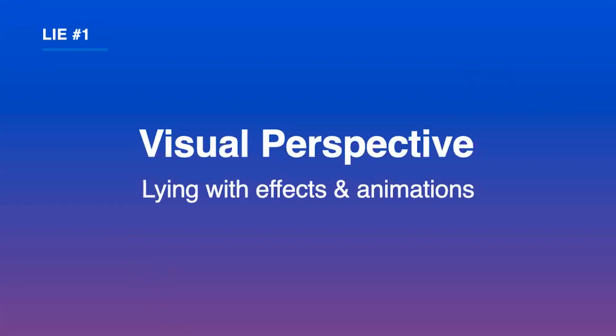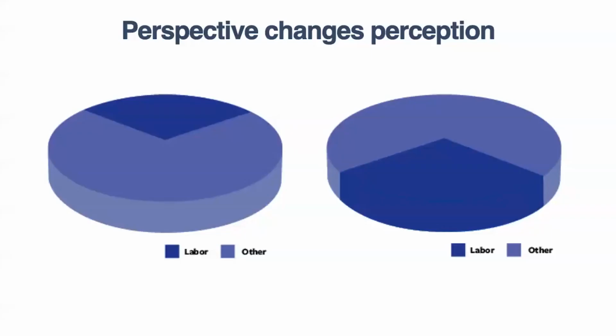All right, let's start with lie number 1, visual perspective. You can use visuals like 3D representations to convey bad information. As you can see, these are the same wedges, but we optically see them as 2 different sizes because of how they are represented.